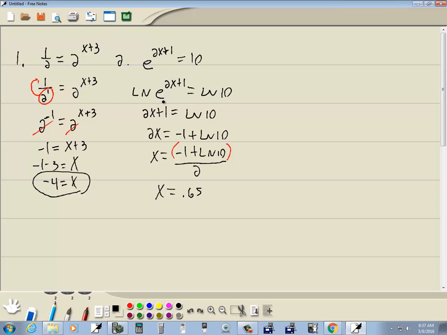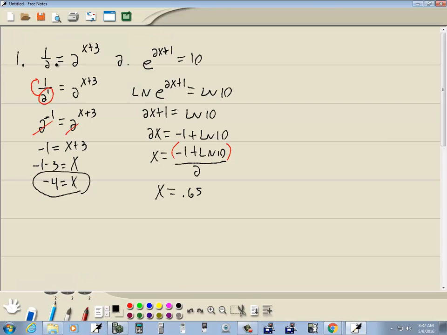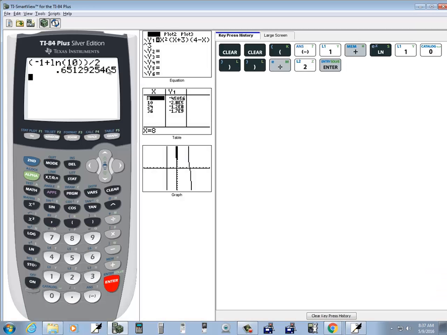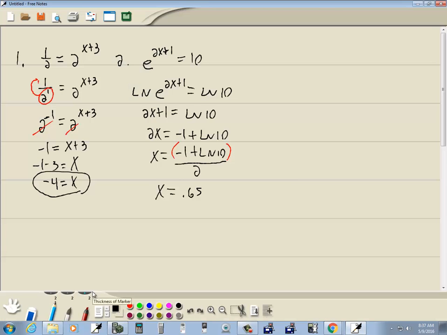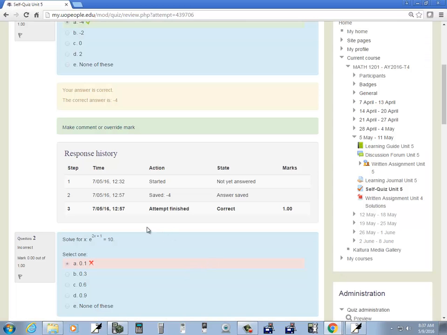Natural log of both sides, those cancel. 2x plus 1, take that over, divide by 2. Negative 1 plus natural log of 10, divided by 2. Yeah. Let me just double check. E caret, and then 2 times my previous answer. So do the answer in the calculator, do second, and then your negative. Plus 1. Then, yeah. They just rounded wrong. It should be 0.7, but anyway, the one that's closest to is C.